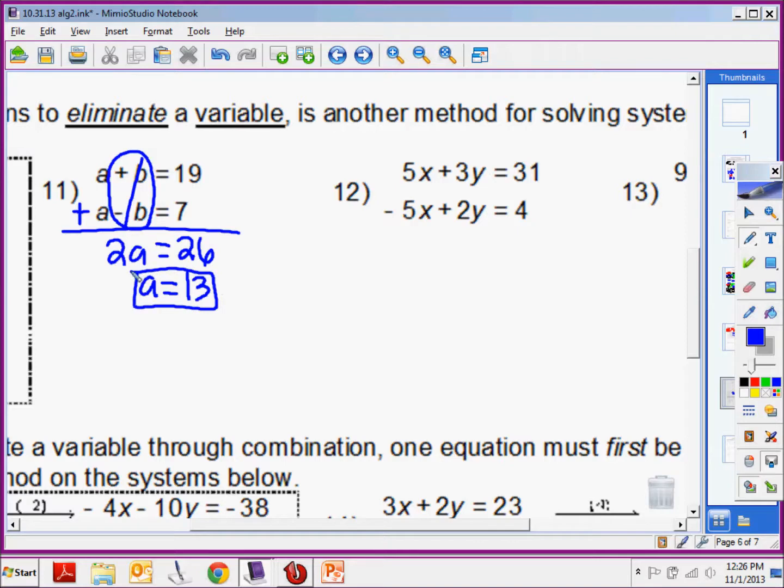And because I have a, I can now plug a into either function to solve for b. Let's use a minus b equals 7. So 13 minus what is going to give me 7? Positive 6. So those are my solutions: a equals 13, b equals 6. And you're done.